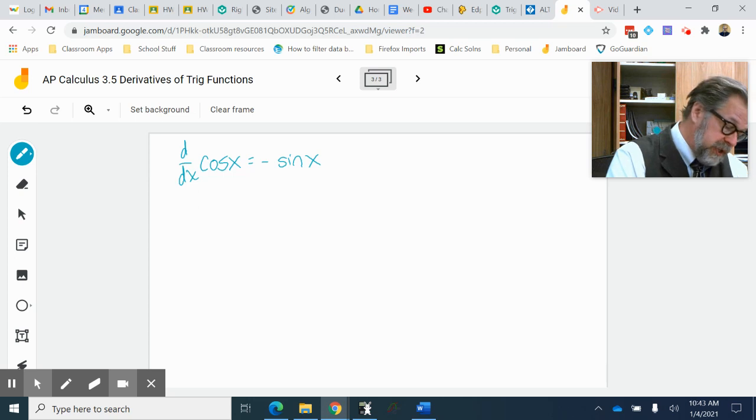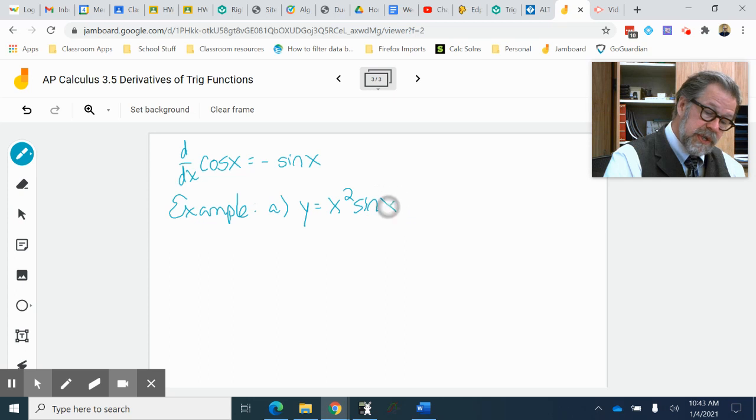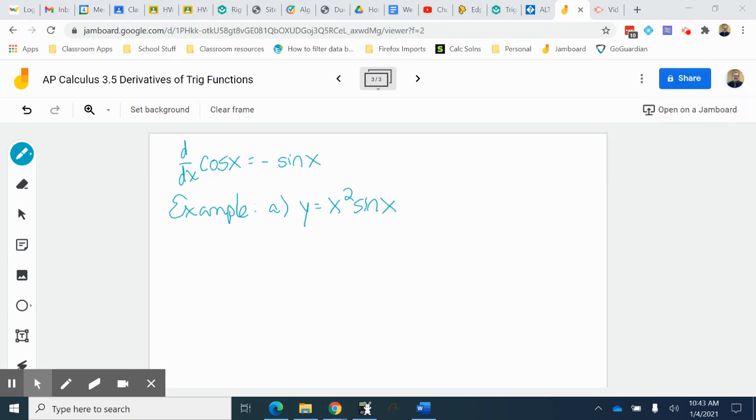So let's instead do a quick example of how we might use this. Let's say that we've got y equals x squared sine of x, and I'm going to shut off the video because it's flickering in and out. Find the derivative of y with respect to x.